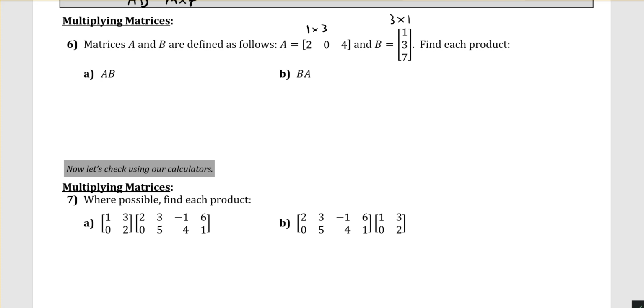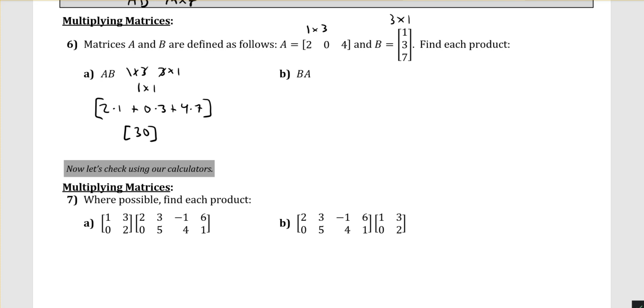So can I do AB? Yeah, I've got a 1 by 3 and a 3 by 1. So when I multiply those together, I'm going to get a 1 by 1 matrix. I like to do that ahead of time because it makes the multiplication a little bit easier to figure out what you've got to do. So if it's 1 by 1, we're going to end up just having one element. So I'm going to have to do 2 times 1 plus 0 times 3 plus 4 times 7. Again, think of it as the dot product of the row of A and the column of B. So it's 2 times 1 plus 0 times 3 plus 4 times 7, which ends up being just the matrix 30.